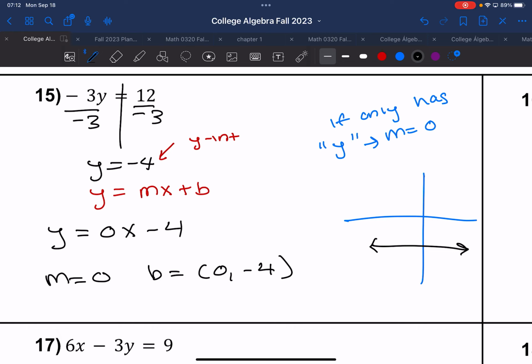What if we only had x in our problem instead of y? If we only had x, then we would assume our slope is what? Undefined. So think of the opposite. Here we only had y, so we know the slope was 0. If we only had x in our equation, the slope would be undefined.